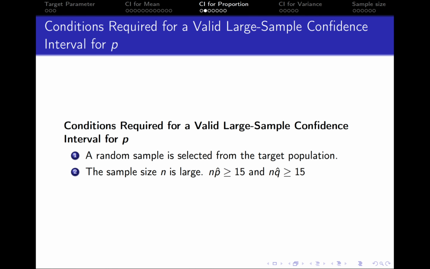There are conditions required for a valid large sample confidence interval for a population proportion, as in the case of large sample and small sample cases for a population mean. A random sample must be selected from the target population, and the second condition is that the sample size must be large. We already know that for the sample size to be large, the following two conditions must be met. So n multiplied by the sample proportion must be higher or equal to 15, and n multiplied by q, which is estimated as 1 minus p, must be higher or equal to 15.